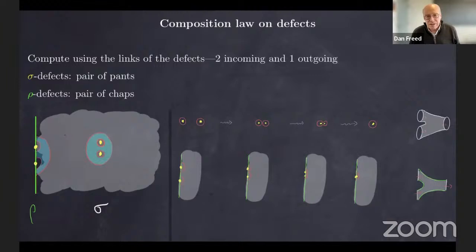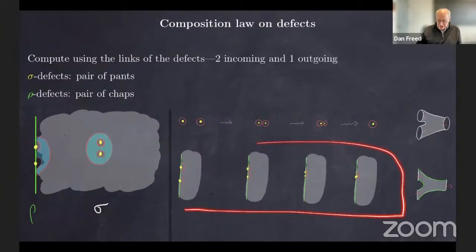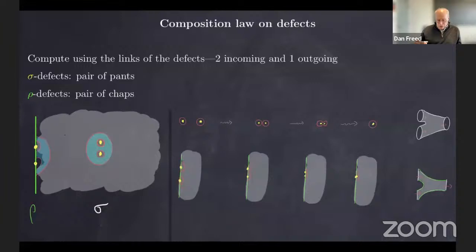And similarly, if we have 2 point defects on this boundary rho, we bring them together in this sequence of pictures, and we watch what happens to the links here. And it's two intervals that come together and fuse. And that's like this. These intervals come together and fuse into one interval. And that's the pair of chaps. So the pair of pants, the pair of chaps are giving us these composition laws. And of course, there's analogous pictures in higher dimensions.